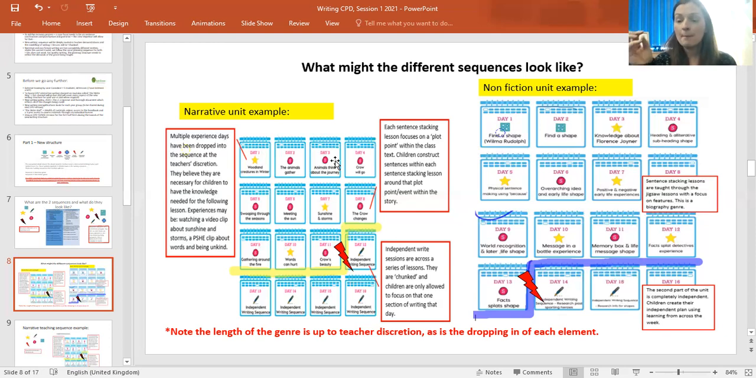So again, model, apply. I'm going to talk to children: what is show, not tell? Why do we use it? I'm going to model what show, not tell is. They're going to have a go. Obviously, your work can still be differentiated in terms of your expectations. Bring it back, what have we got?